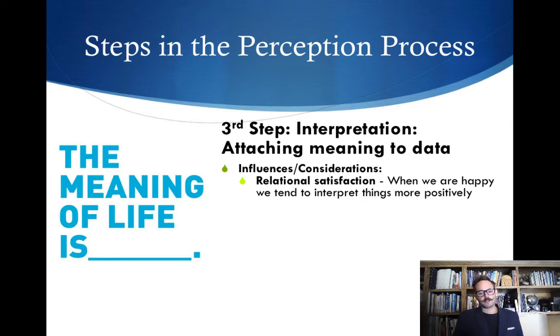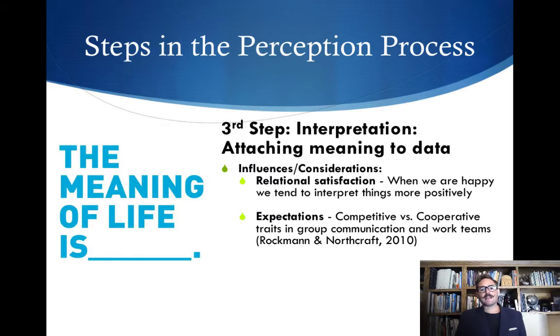So couples in an unhappy relationship tend to interpret their partner's behavior more negatively. We see that expectations can also influence the meaning we attach to data. Just think of chapter 3 when we talked about self-fulfilling prophecies or the cognitive triangle, and how our expectations really influence the way we interpret and assign meaning to those situations.